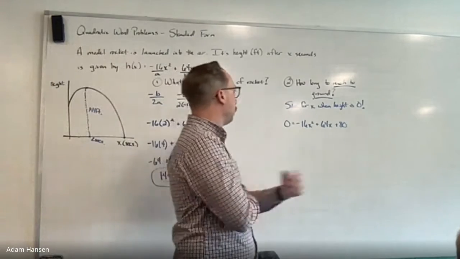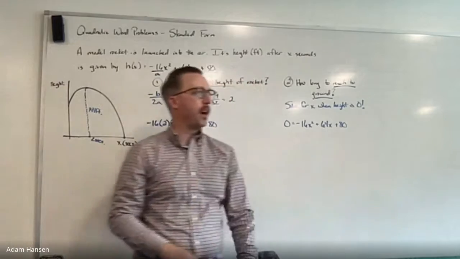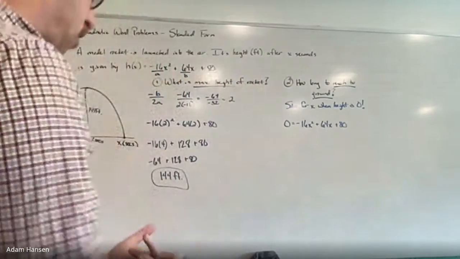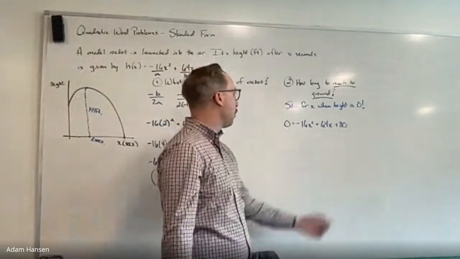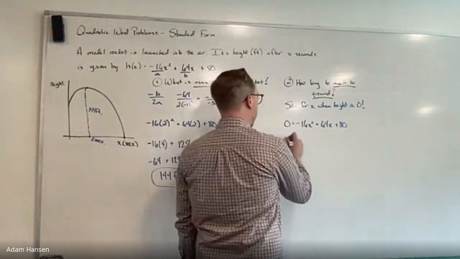What can I factor out? Is there a GCF? 16, 64, and 80 can all be divided by 16. You might have said 4, might have said 8, but 16 is the greatest common factor, right? Since my leading coefficient is negative 16, let's actually take out the negative with that too, just to make it easier to factor from there.